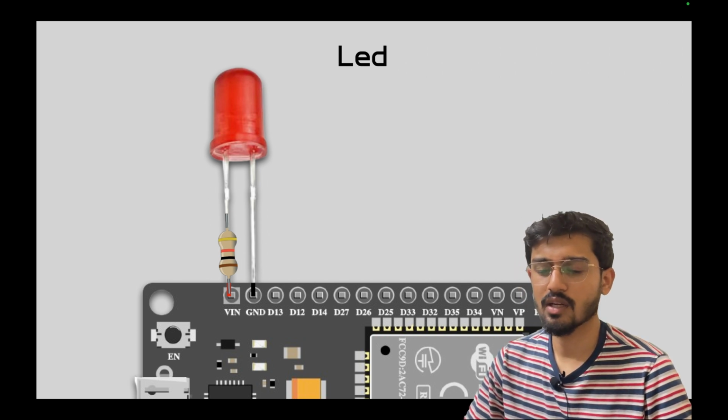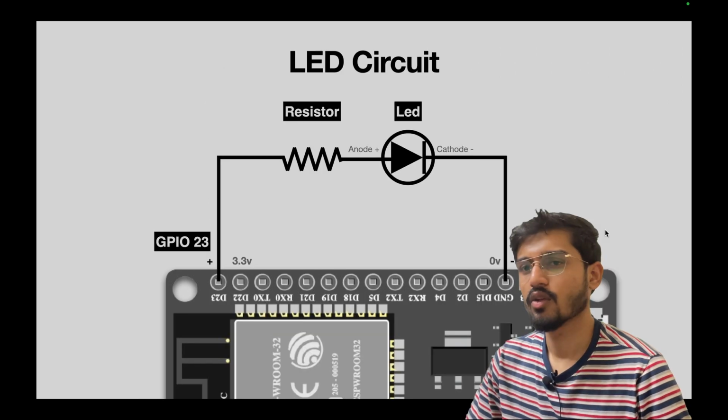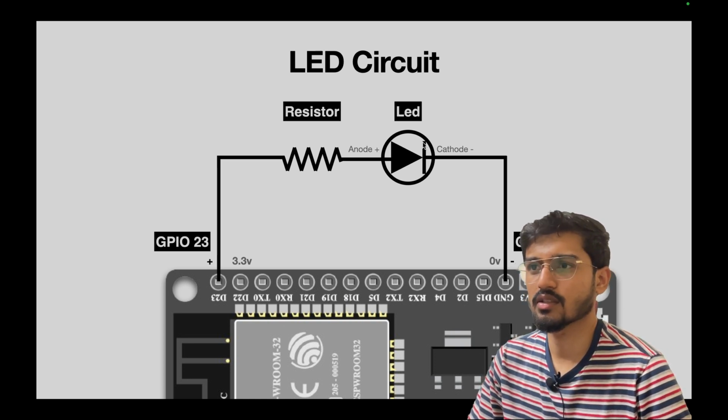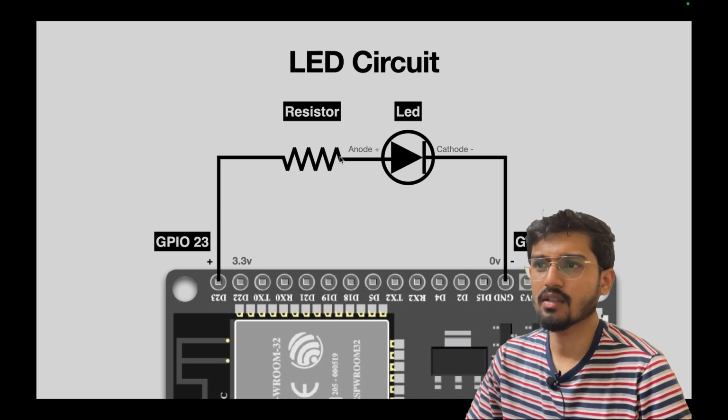Rather, we'll be using a breadboard to make the connections. You can see here that I have drawn the symbols rather than the actual image. So the resistor is denoted by the zigzag symbol and the LED is given by this particular symbol here. And you can see that the anode is on this side and the cathode is on the other side.